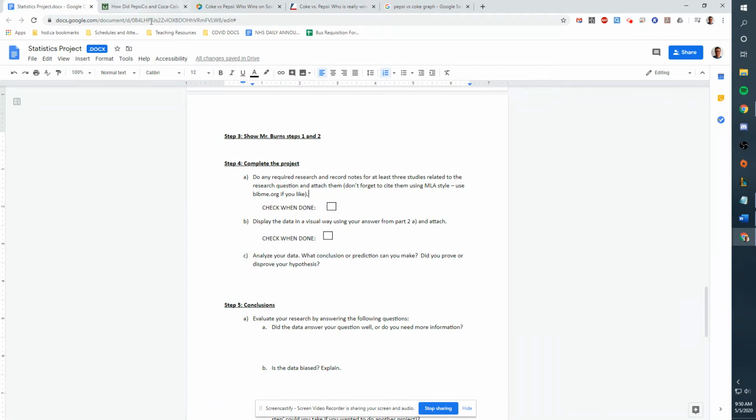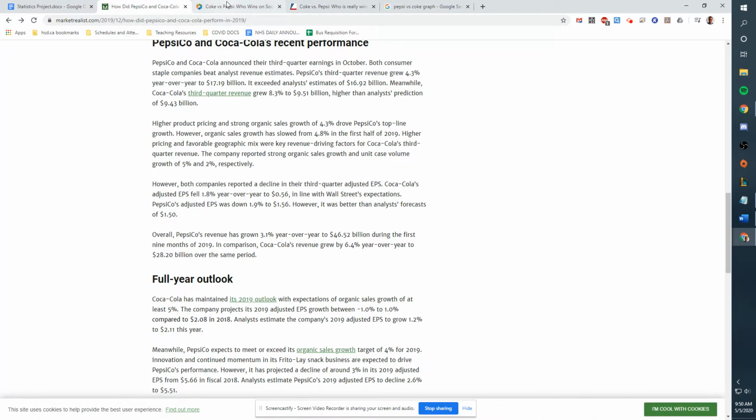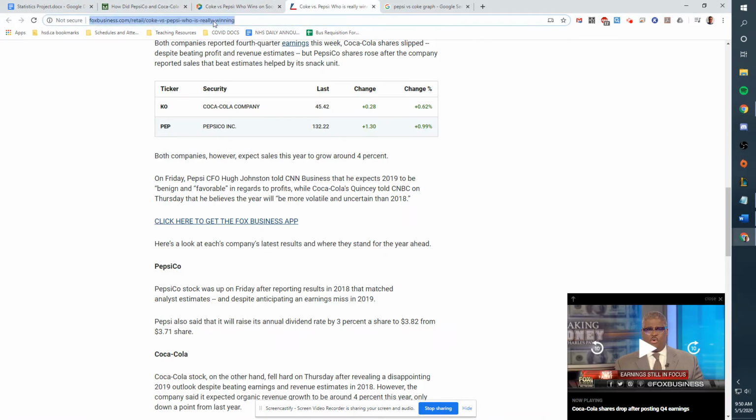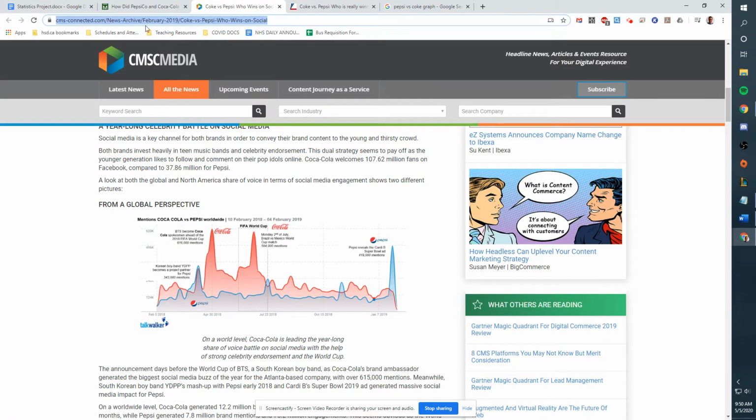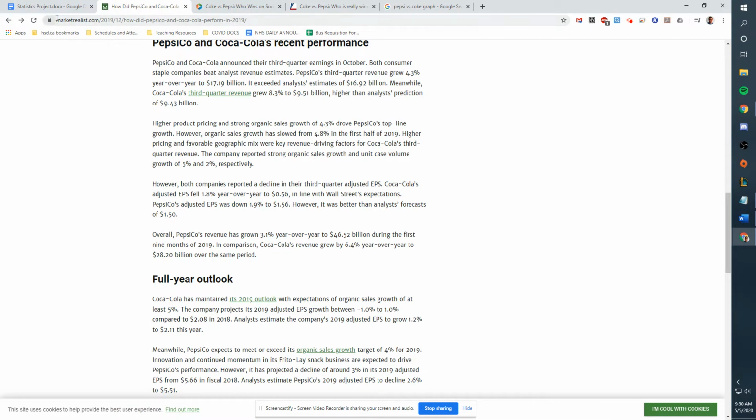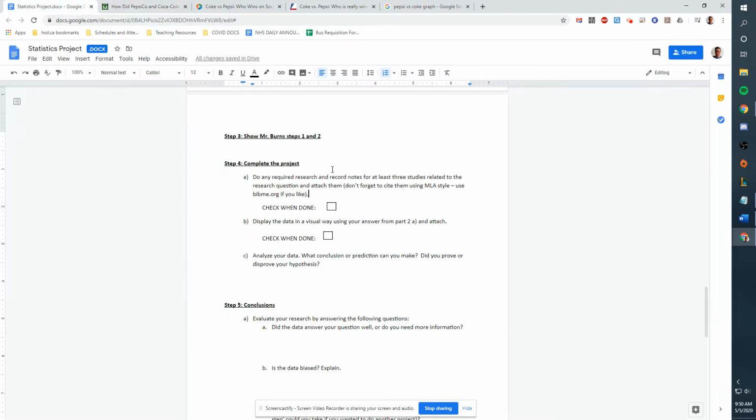I've got them cited. Well, I haven't yet, but I would copy down all of these websites. I would copy paste this exact thing. So I have the exact website, I wouldn't just say marketrealist.com. I would have this entire website copied and I would paste it probably just in the bottom of this document somewhere. So I had it accessible later when I want to do my bibliography.